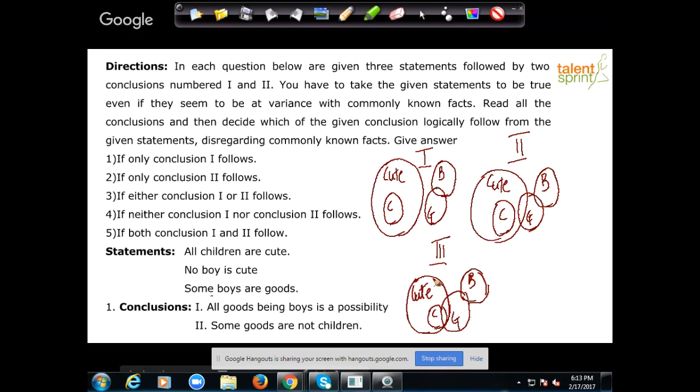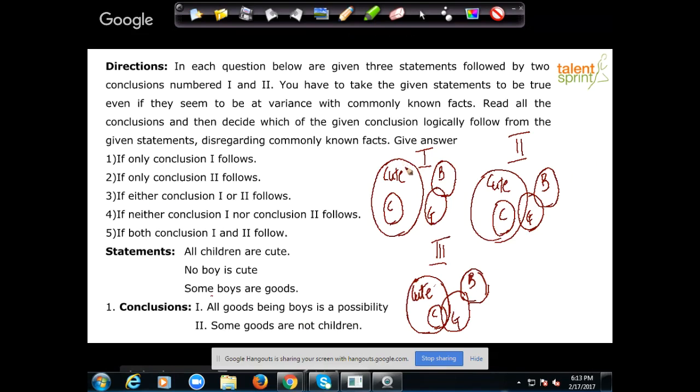Great. Now, let us look at our statements once again. All children are cute. So what have we done in all the 3 possibilities? Drawn a set of cute. What I am doing is I am explaining.